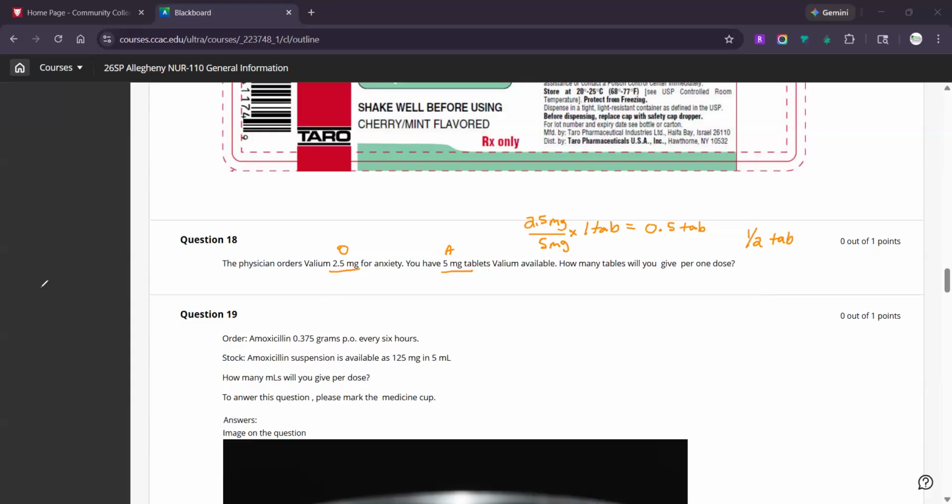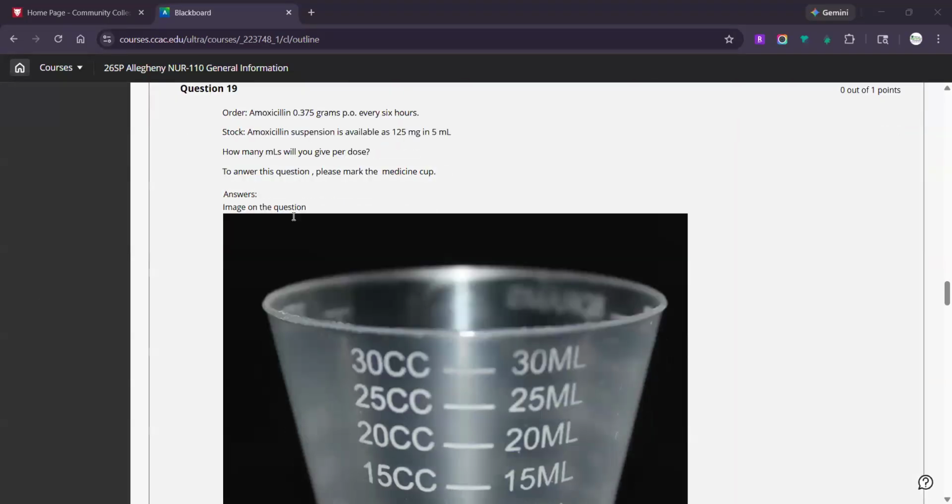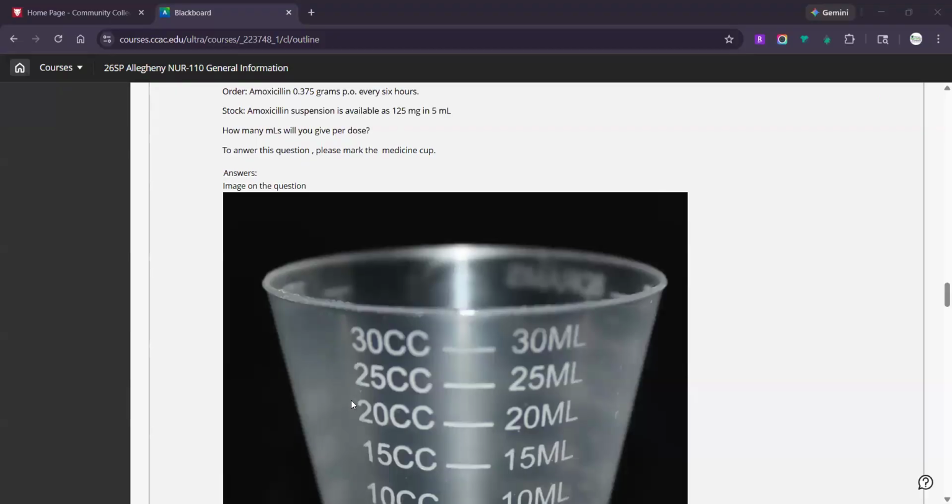All right, next question. I'm going to move down here. I think the answer is going to be up here anyway. So this one, we actually have to do a little extra work. We have to do some converting. But let's just start off. It actually gives us our order. You can see 0.375 grams by mouth every 6 hours, which is the same thing as 4 times per day. So I'll just write that.